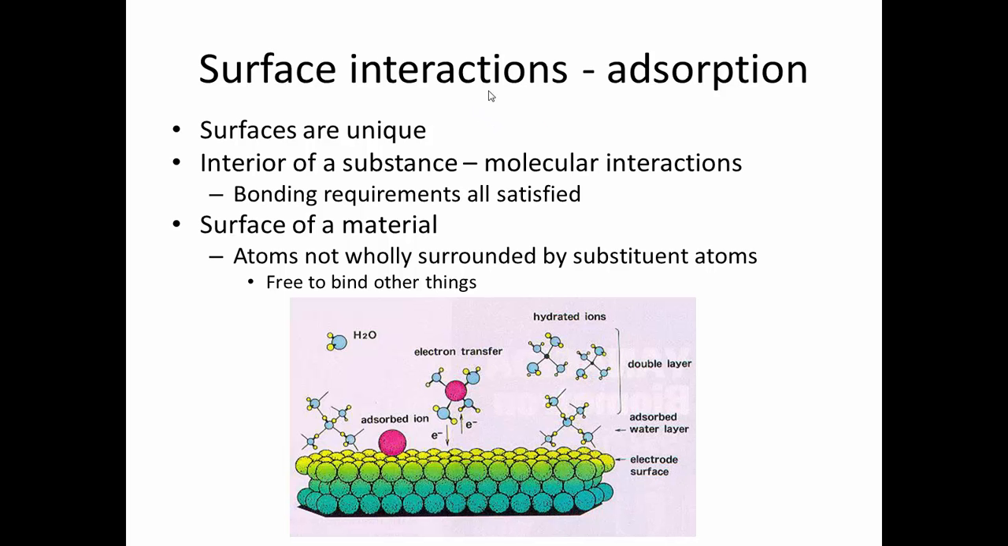So we consider surface interactions in the form of adsorption, because again, in the interior of the substance, our interactions are satisfied. Whatever bonding requirements there may be, they're all satisfied, because every little molecule in the bulk material, in kind of bluish green here, is satisfied. There's stuff on all sides. But at the surface, we can see a yellow-green type of thing here. We're not wholly surrounded by substituent atoms. We've got one part of the atom that is free to bind to other things, and that constitutes a surface.